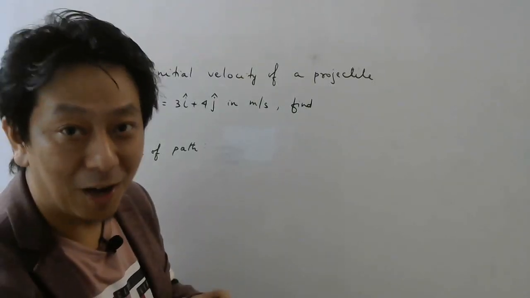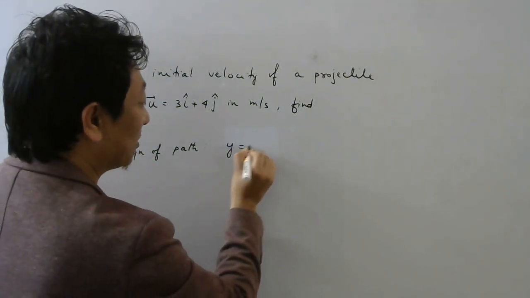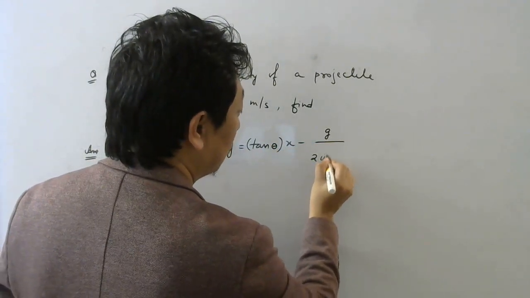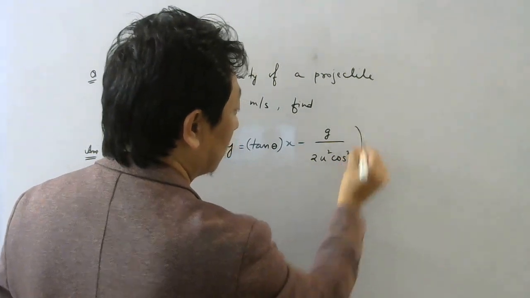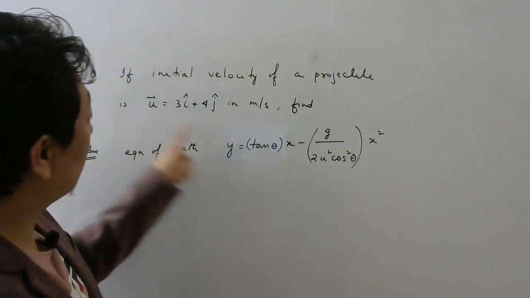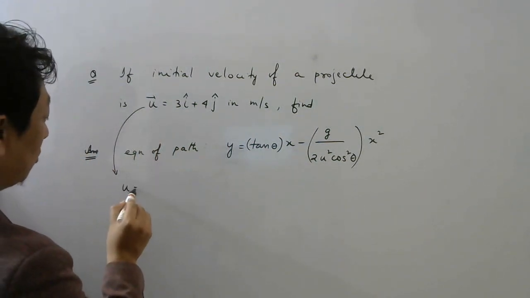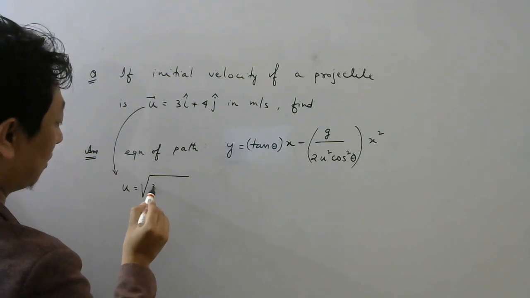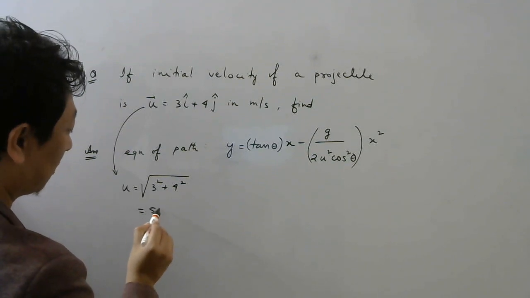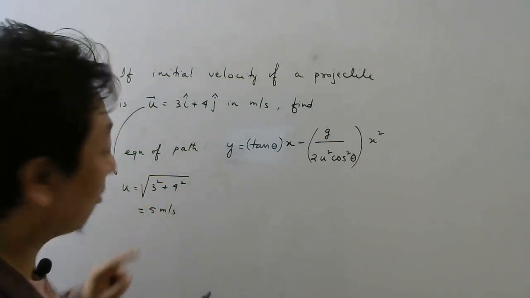solve it easily, right? Now we need to find the equation of path or equation of trajectory, which is y equals tan theta x minus g divided by 2u square cos square theta times x square, right? Now here theta is not given in the question, u is also not given. So as I told you before, first let us find u. So u is root over ux square, which is 3 square, plus uy square, which is 4 square, right? So that will give you 5. So we found u immediately by using the root over ux square plus uy square formula.